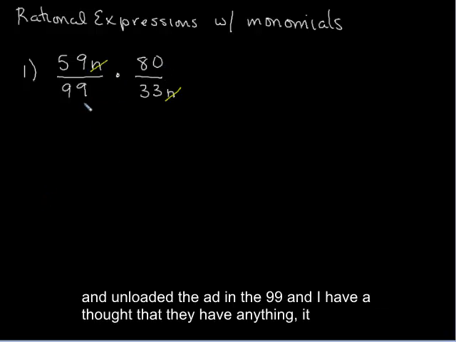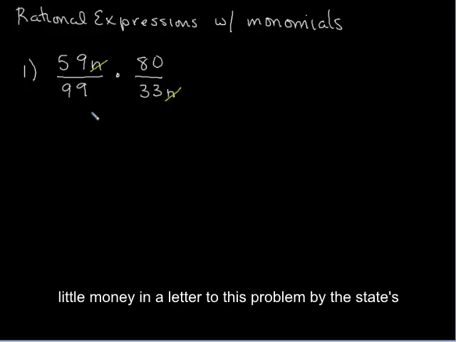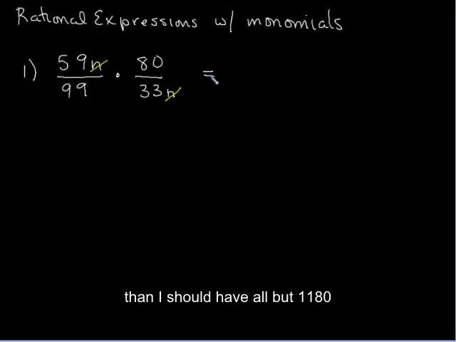And then I look at the 80 and the 99 and I ask myself if they have anything in common. 80 divides by 2 and 4 and 8 and 10. 99 divides by 3 and 11 and 9. So they don't have anything in common either. So this problem kind of stinks. And I'm actually going to have to multiply 59 times 80 and 99 times 33.